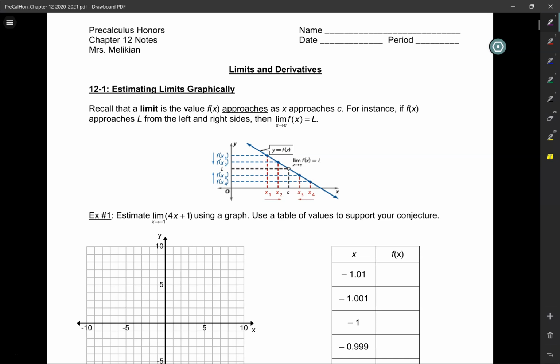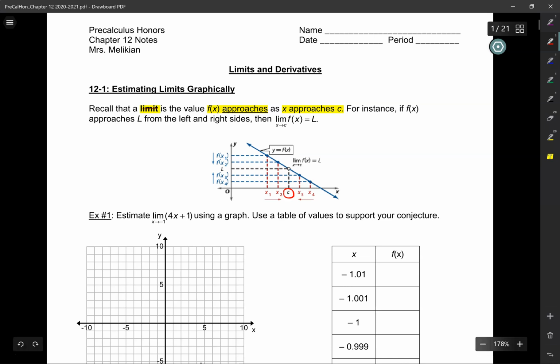So remember that a limit is the value that f of x or the y value approaches, right? That's the key word, approaches, as x approaches a number c. So for example, take a look at this graph down here. This is a graph of a linear equation. And if you look at the bottom here, this is the x value c. So it could be x equals 5, x equals 3, and so on.